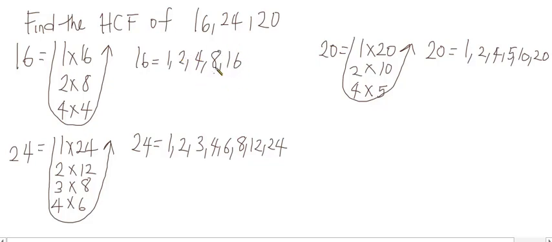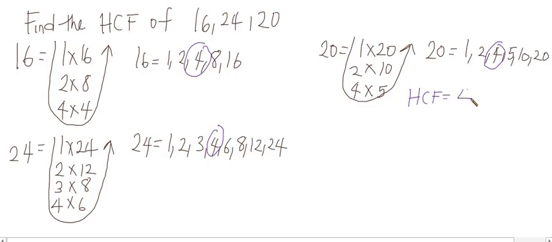And if you look for the highest common factor among all of them, you can see that 1 is common, a factor of each of these numbers. 2 is also a factor of each of these numbers, and 4, but we need to choose the highest. So the highest among each of these numbers is actually 4. So I can circle that out. You can see 4, 4, 4. So therefore our HCF would be equal to 4.